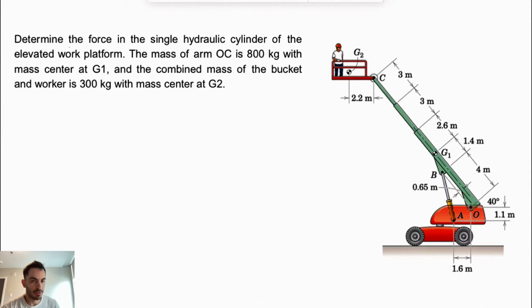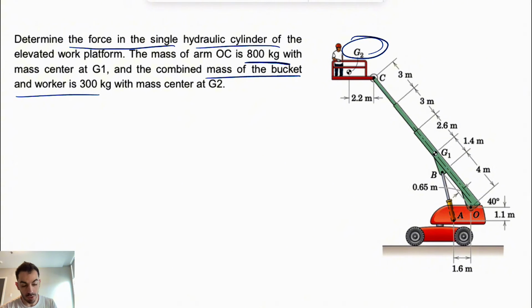Alright guys, welcome back. We're going to be solving another question from chapter 4 of Engineering Mechanics by Meriam, and this is going to be an interesting one. We need to determine the force in the single hydraulic cylinder of the elevated work platform. We know the mass of the arm OC is 800 kilograms, and we have the mass center G1 as we can see, and the combined mass of the bucket and the worker is 300 kilograms, where the center of mass is applying at point G2 right here. So we are in equilibrium.